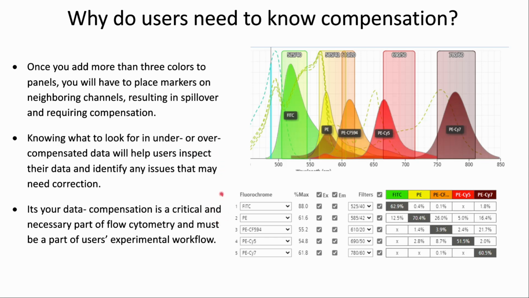Reviewers would expect an investigator to present accurate data and to be confident in the identification of any subsets using multicolor flow cytometry from compensated data. And this is your data. It is important that a user understand their data and understand the results that they have collected.